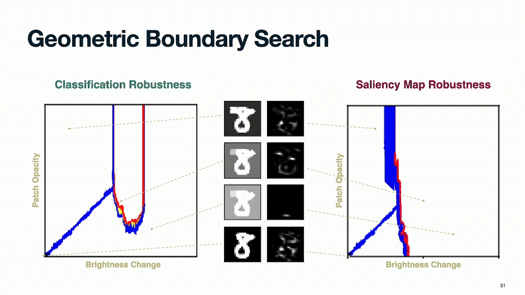So we did some search, what we called geometric boundary search. So basically we were trying to go as far as possible from the original image. This is the original image, and these are the perturbations that we can apply to it. We try to go as far as possible from it until we find what we call the boundary. So here is the classification boundary, and here is the boundary of the saliency map, where the saliency map changes or it goes too far, basically.